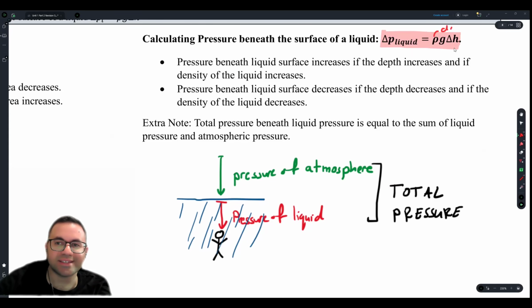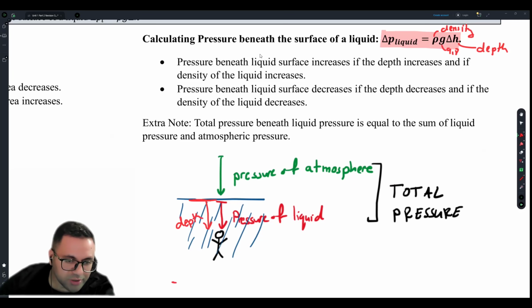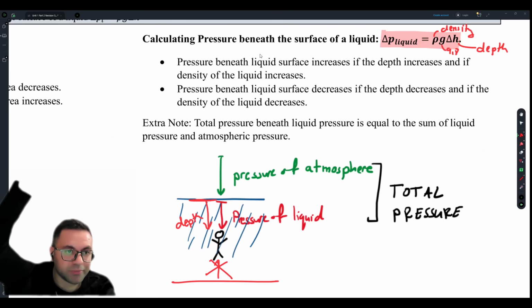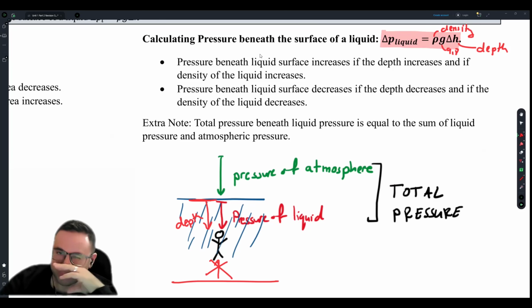rho is the density of the liquid, which means it's affected by density. g is 9.8, and h is the depth of the liquid. I know it's called h, height, but it's actually depth. Depth meaning we measure the distance from the surface going down, not from the bottom going up. That's not what we measure. We measure it from the top of the surface going down to where you are. That's the height or depth that we measure.